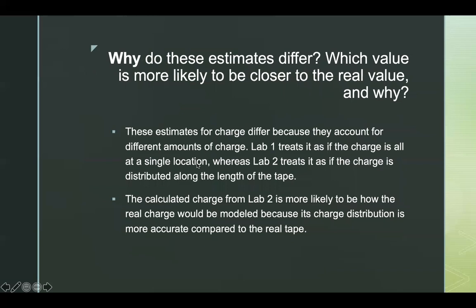So why do these estimates differ? They differ because they account for different amounts of charge. Lab 1 treats it as if the charge is all distributed at one single point in space, whereas Lab 2 treats it as if the charge is distributed along the length of the tape. The calculated charge from Lab 2 is more likely to be the real charge, and this is because its distribution is more accurate compared to the real tape than the point charge model.